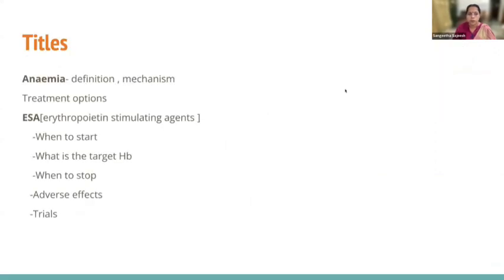So the topic will be, you all know that anemia, as Sir has already mentioned, is a major cause of morbidity and mortality in dialysis patients. And the topic today will be discussed on anemia, the definition and mechanism, what are the treatment options, and erythropoietin stimulating agents, when to start, what is the target hemoglobin, when to stop, the adverse effects, and the trials.